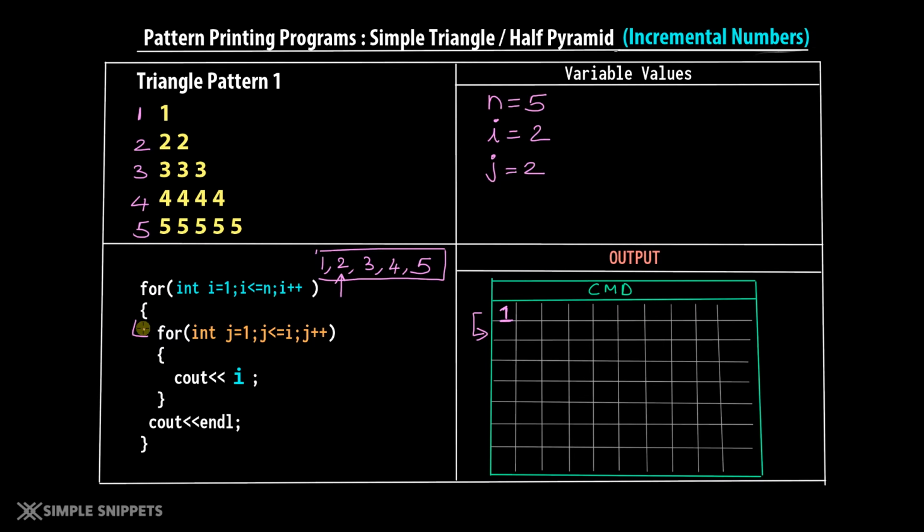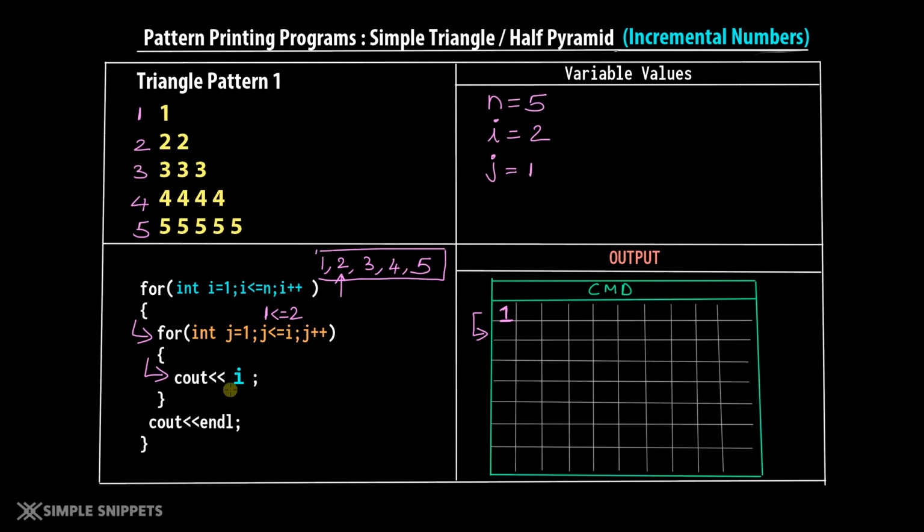Then you'll again go inside the for loop. Now you'll say j equals to 1. So again j is reinitialized to 1. Let's make j equals to 1. Again we're checking, is j less than equal to i? So j is 1. Is 1 less than equal to i? What is the value of i? It is 2. So 1 is less than 2. Correct? So you'll go inside.